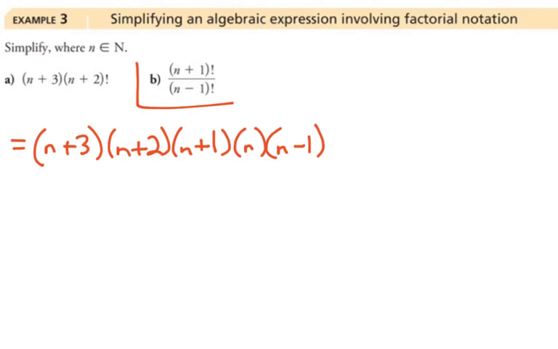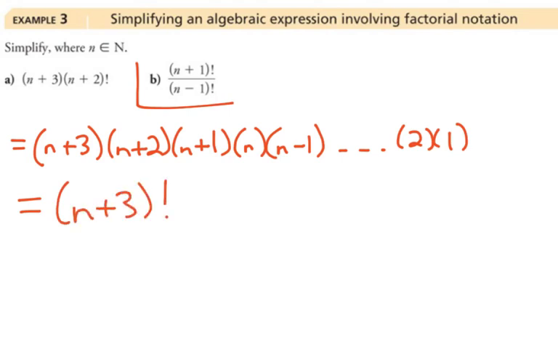And we could keep this going, but we don't know how long it's going to go, so we'll skip until the end, and we know that the end of every factorial will multiply down until eventually we'll multiply times 2 times 1. Now looking at this, this would be exactly the same as if we had written out the definition of n plus 3 factorial. So that would be how this is simplified.